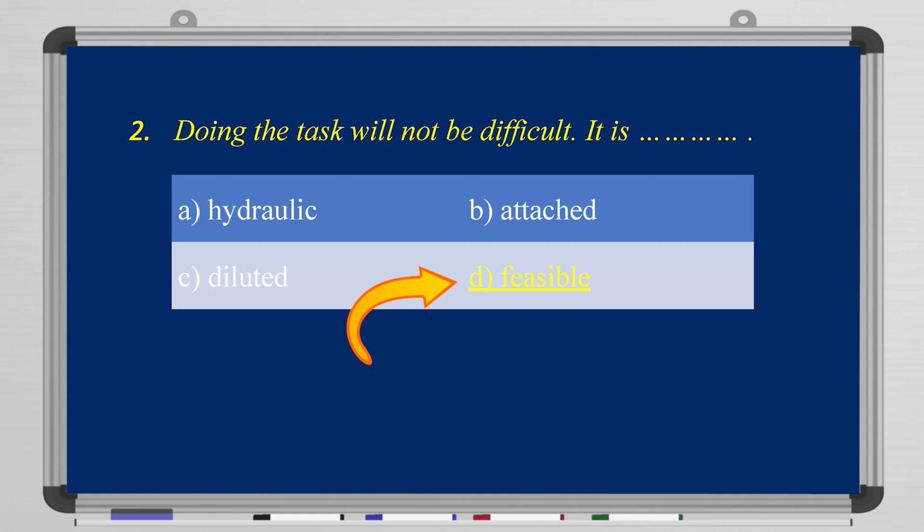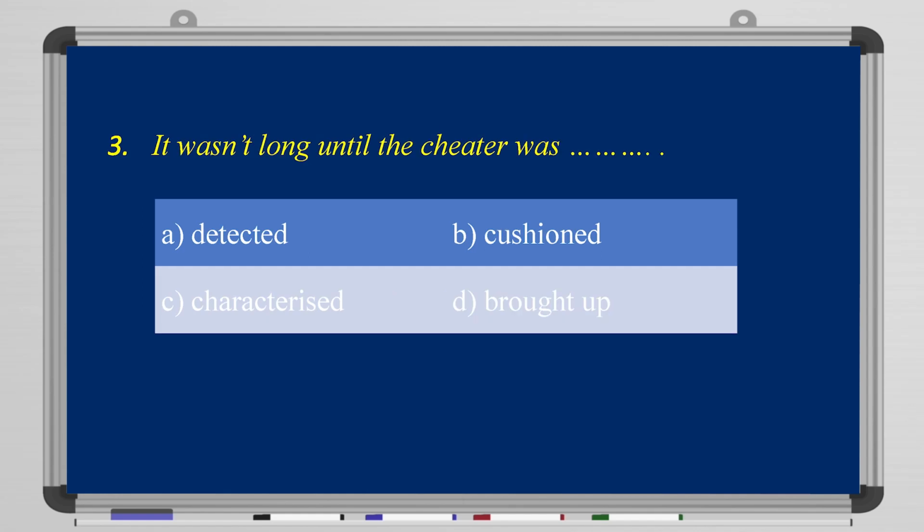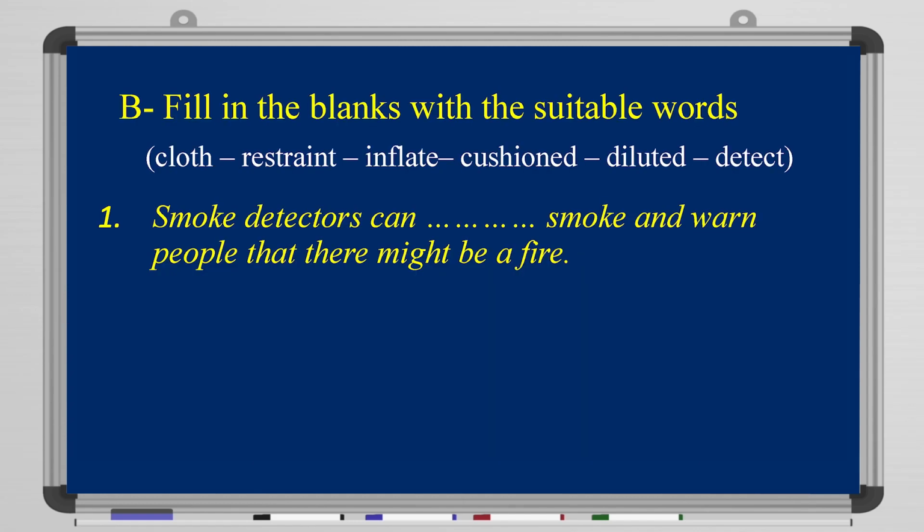Good job. Next, number 3. It wasn't long until the cheater was A, detected, B, cushioned, C, characterized, and D, brought up. How do we find the cheater? So he was detected. Correct. Good job.